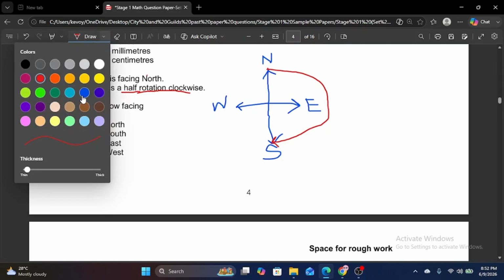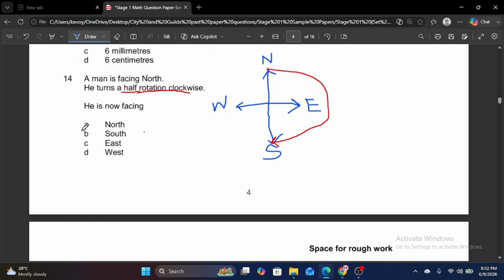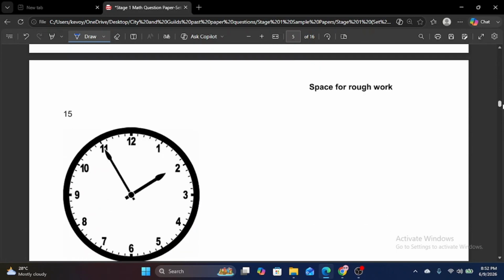So now he will be facing south, because he did a half rotation, so that would be half a circle. If you look at this diagram, in the space right here, you should see that it is half of a circle. Alright, moving right along.